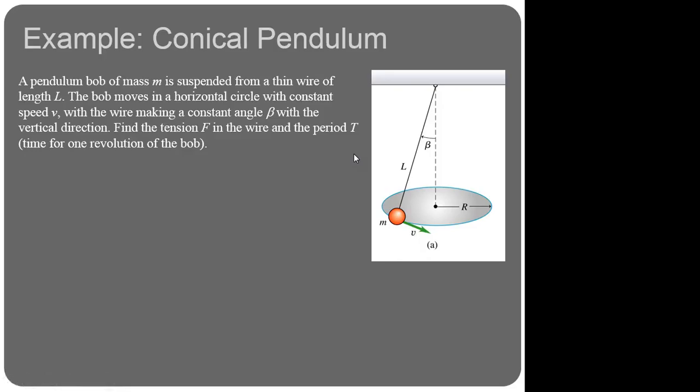Right, so let's try this. This one you also have. Actually, you all have everything. So I make it simpler for you. The ball is suspended with a thin wire with length L. The ball moves in a horizontal circle with a constant speed v, making the wire a constant angle beta with the vertical direction. Find the tension F in the wire and the period T for one revolution of the ball.